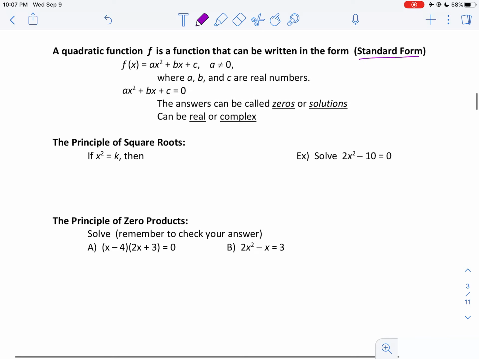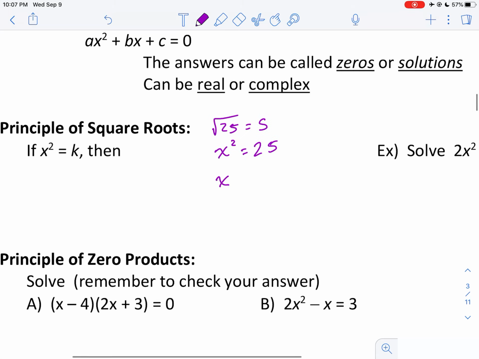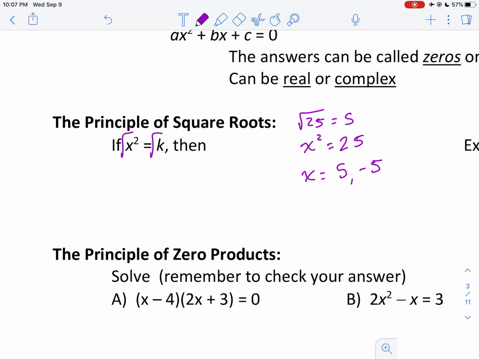If I asked you to find the square root of 25, you'd probably tell me that it was 5. But if I told you to solve x squared equals 25, then you need to include two answers. You need to include 5 and negative 5, because both are solutions here. So anytime we have x squared equals a number, a constant, we can take the square root, but the answer is plus or minus the square root of k. And it's important to remember to throw in the plus or minus. Otherwise, you'll leave out half the solutions.